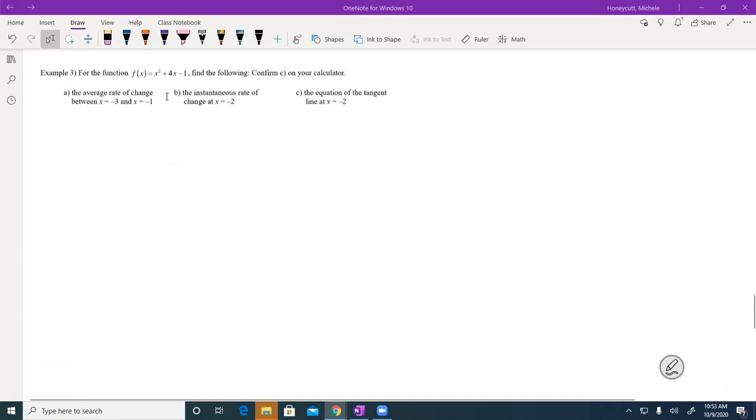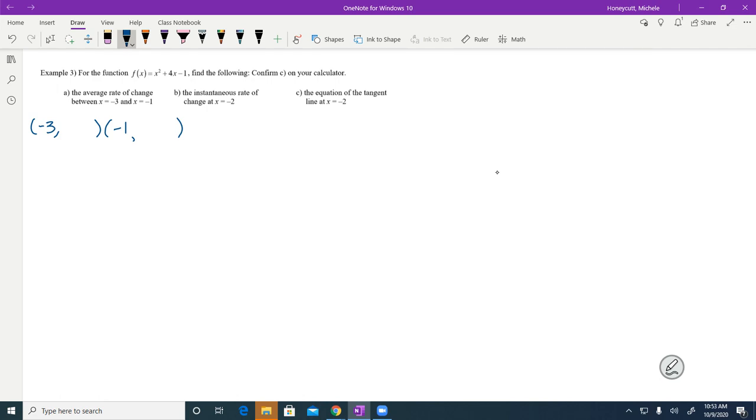So this time we have the function x squared plus 4x minus 1. We're going to find the following, confirm on our calculator. So our average rate of change, which is again the slope of the secant line, from x equals -3 to x equals -1. So that means there's a point -3. We'll have to figure out the y, and the point -1. Find the y again.